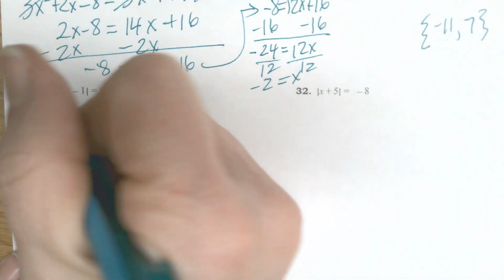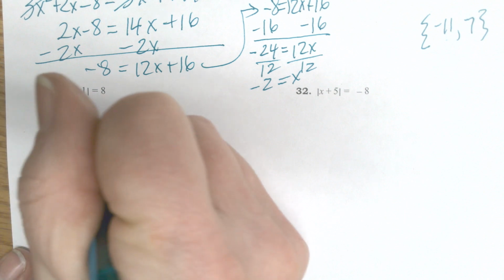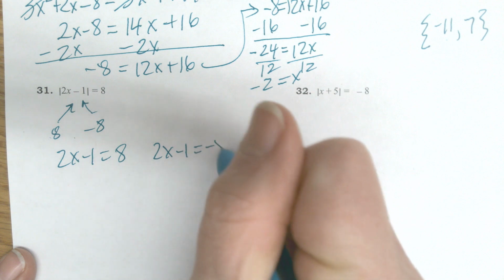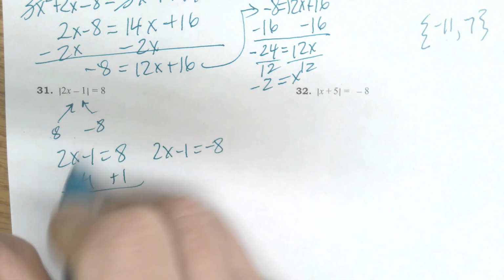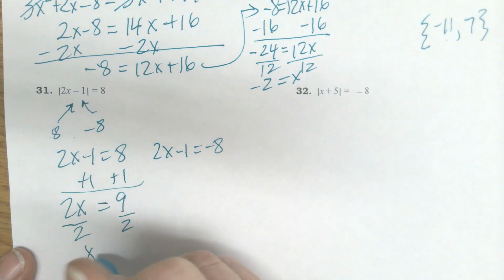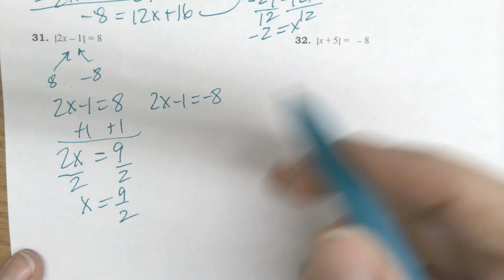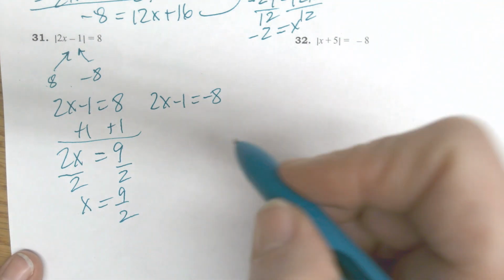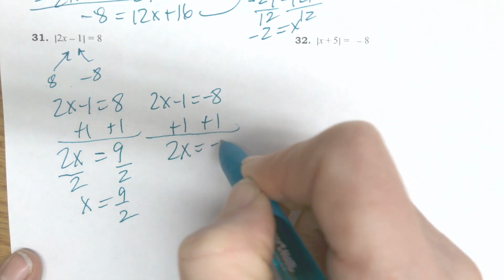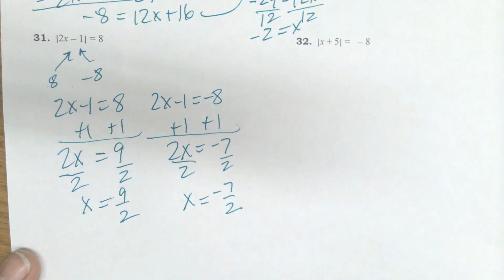And so I'm going to set this up as either positive 8 or negative 8. So 2x minus 1 is positive 8, or 2x minus 1 is negative 8. Add 1, 2x equals 9. When it doesn't go in evenly, I can just leave it as that improper fraction. If I can reduce it, I reduce it, but I just usually leave it as an improper fraction. And I'm going to go through the same process on the other side. Add 1, 2x equals negative 7, divide by 2, divide by 2. X is negative 7 halves.